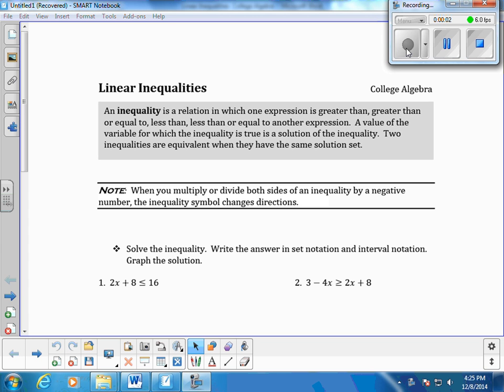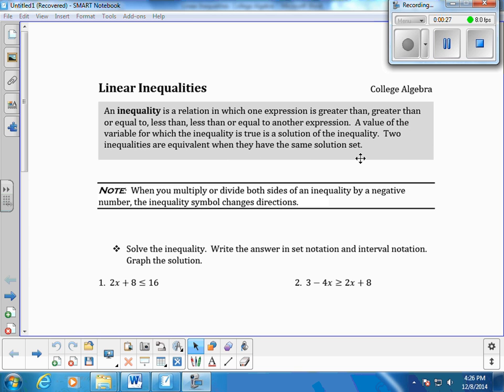An inequality is a relation in which one expression is greater than or equal to, less than or equal to some other expression. A value of a variable for which the inequality is true is a solution of the inequality. The two inequalities are equivalent, meaning equal to one another, when they have the same solution set.